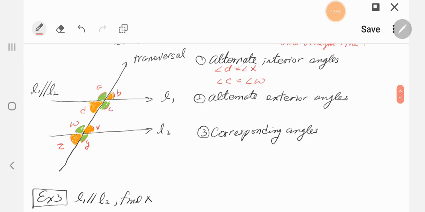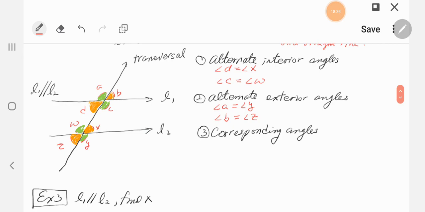Okay, alternate exterior angles, these are the angles outside two lines. Okay, outside two lines. So A, B and Y, Z are the alternate exterior angles. So in this case, the angle A is same as angle what? Angle Y, right? Angle Y. And then angle B. Angle B is equal to angle Z. So the angles B and Z are the exterior angles. Same angle, so we call it alternate exterior angles.